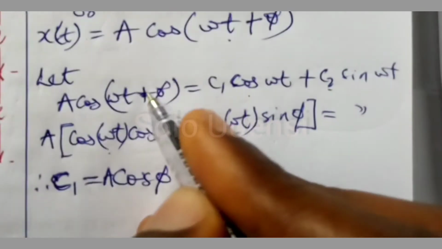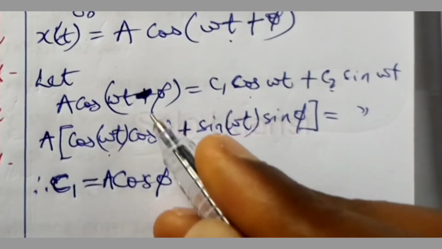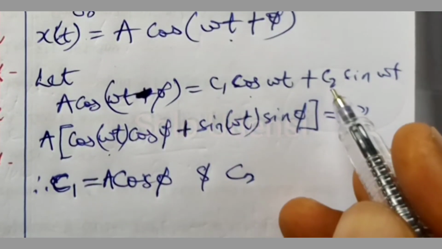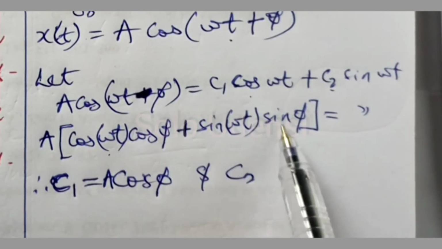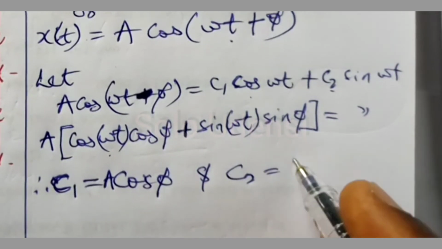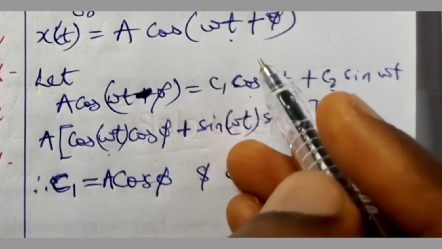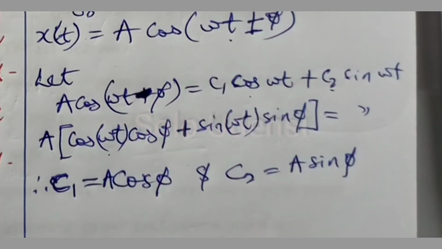Okay, let's put this one minus. If we put this one minus, here will be plus. We'll put it minus. Okay, so that our c2 will be a sine phi. So let's remember, I told you that this thing can be plus or minus. It doesn't matter.